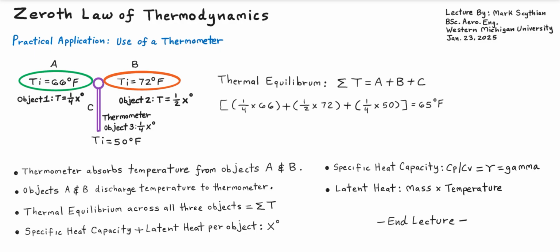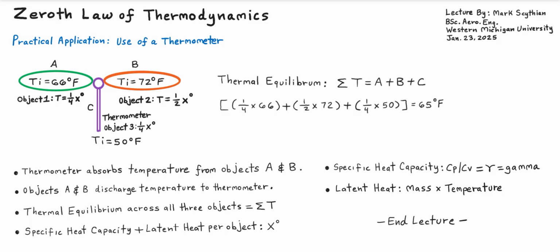equalizes across all three. So here we have objects A and B at different specific heat capacities and latent heat, so that's identified as X degrees. In this case, object A has 0.25, 1/4 X degrees. So X, you can fill in the temperature. And then object 2, 0.5 or 1/2 X degrees. And then object 3, 0.25 X degrees. So we add up all of the coefficient fractions, we get 1 X degrees.